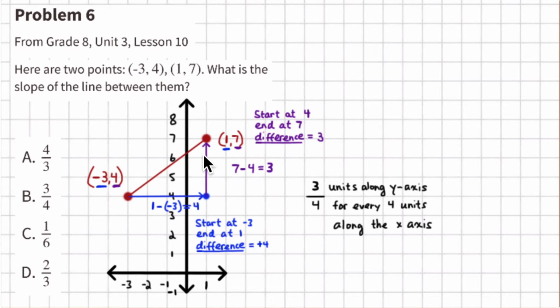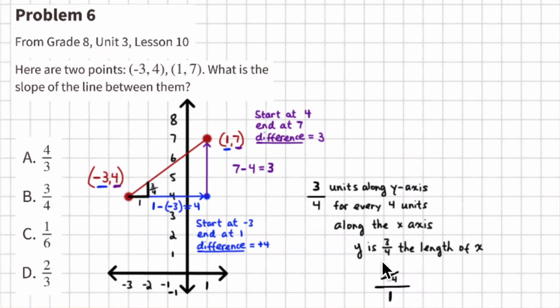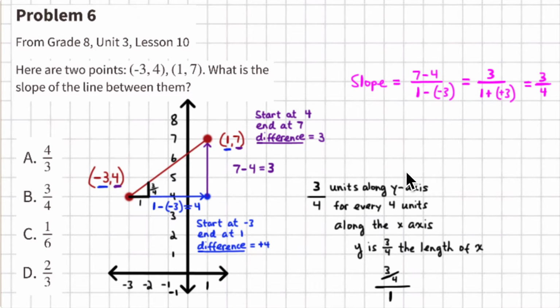So here's the line, and here's the ratio of the units along the y-axis, 3 units for every 4 units along the x-axis. So y is 3/4 of the length of x. So this y right here is 3/4 of the length of 1 unit along the x-axis. So it's 3/4 to 1, same as 3 to 4. And so that slope is this 3/4.